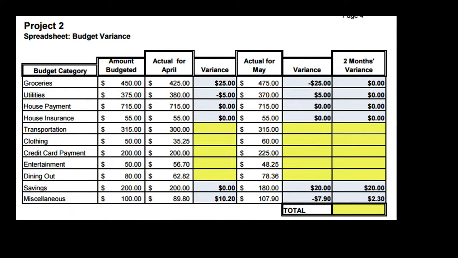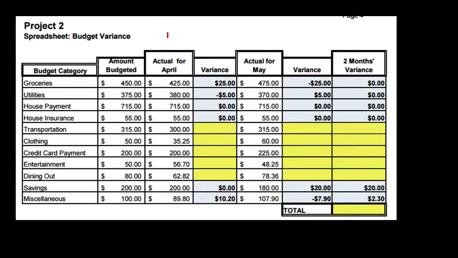Let's talk about the last page of Project 2. You're given a spreadsheet titled Budget Variance, and you can see a budget. It includes budget categories, so what the money is being allotted to, from groceries and utilities all the way down to just dining out and savings and other miscellaneous expenses. Next, you're given the amount budgeted.